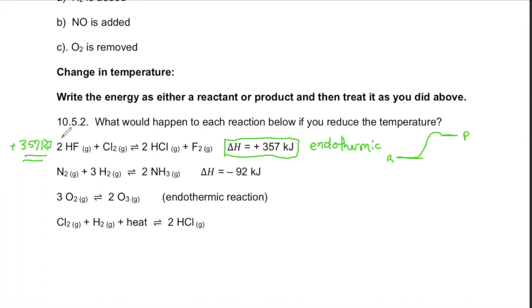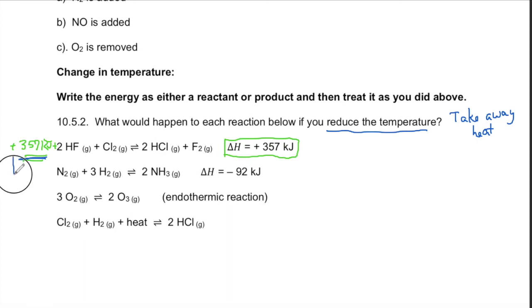So the 357 kilojoules is like one of these reactants over here. If we are reducing the temperature, we are taking away heat, taking away thermal energy. So here is our energy, it's one of our reactants. If we make it go down, the system is going to respond by trying to make it go up. So we've taken away heat, the system is going to try to make more heat.